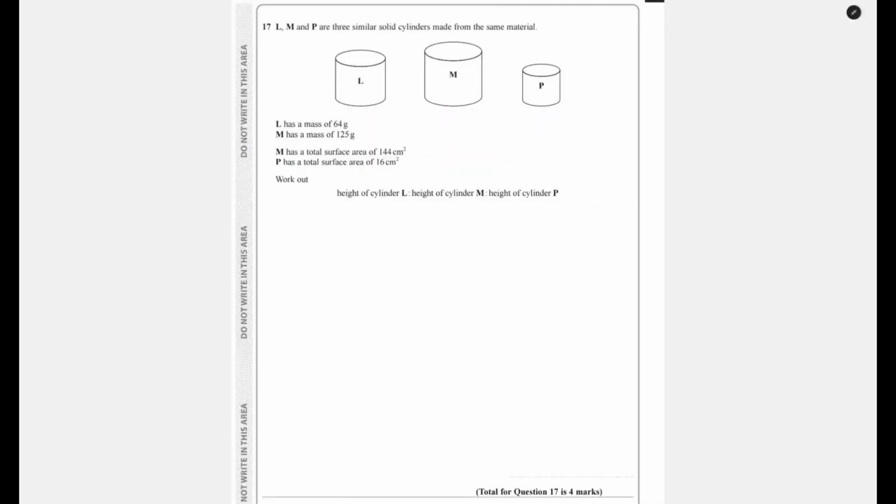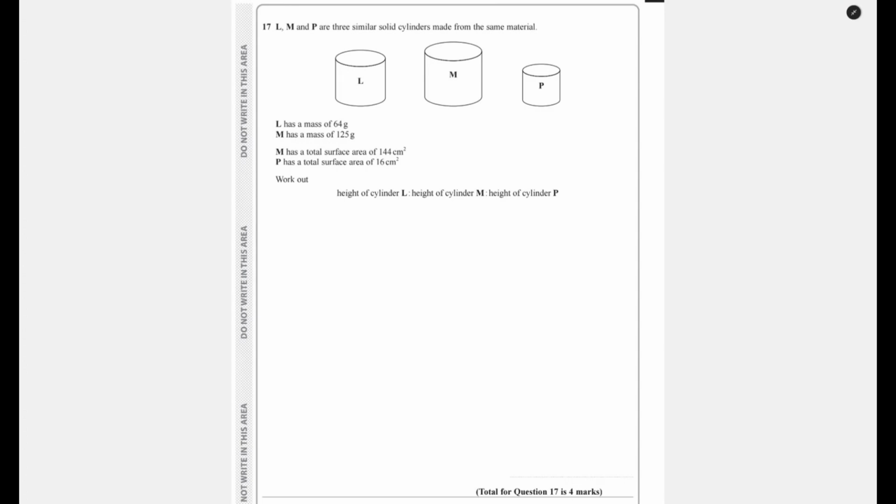Question 17 says, L, M, and P are three similar solid cylinders made from the same material. L has a mass of 64 grams, M has a mass of 125 grams, M has a total surface area of 144 centimeters squared, and P has a total surface area of 16 centimeters squared. Work out the ratio of the height of cylinder L to the height of cylinder M to the height of cylinder P.